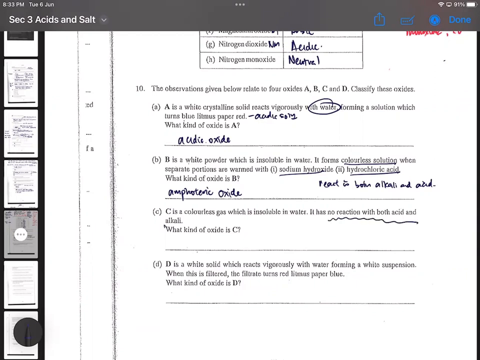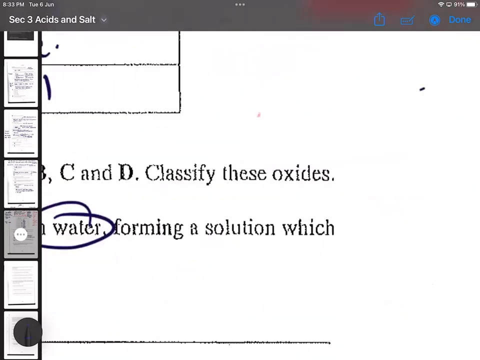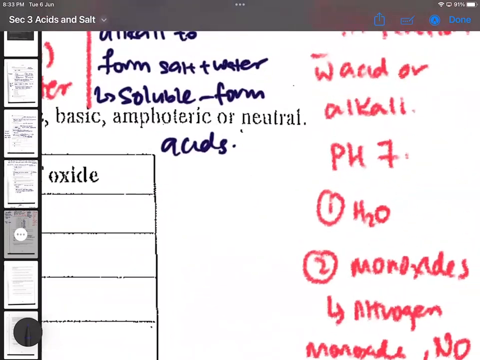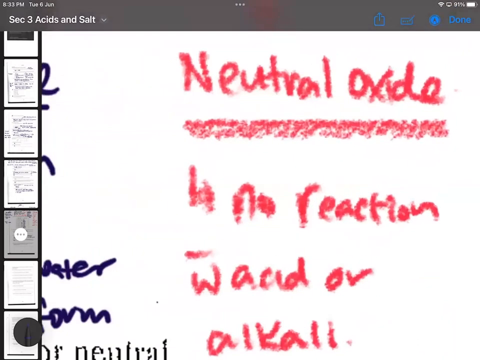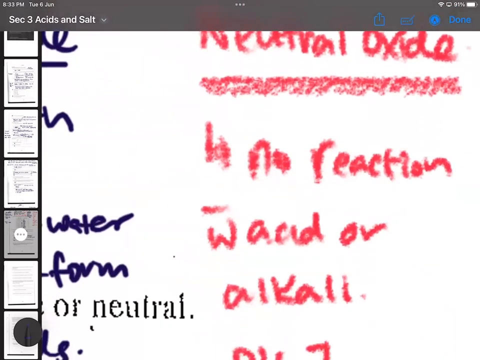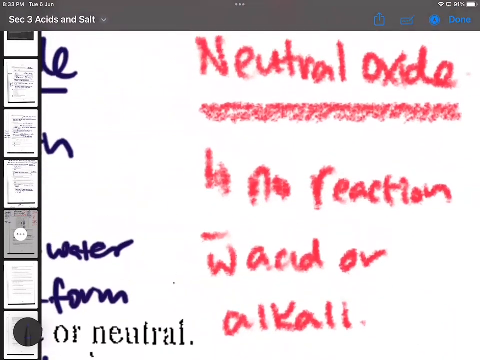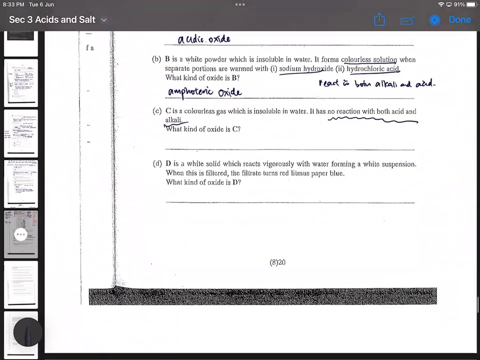No reaction. There's only one of them. They say that these neutral oxides don't react with acid or alkalis. So this one's straightforward. For C, it will be neutral.